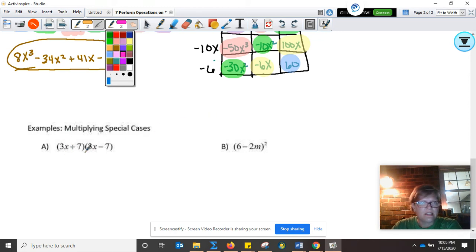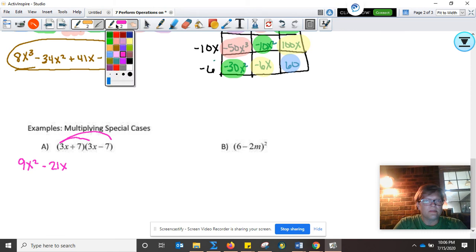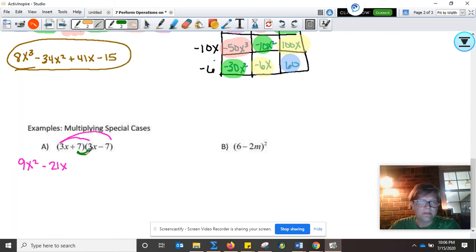Okay, so 3x plus 7 times 3x minus 7. I'll distribute this one. 9x squared minus 21x. Okay, then I'm going to switch colors. And I'm going to do my 7. 7 times 3 is 21x plus 21x.